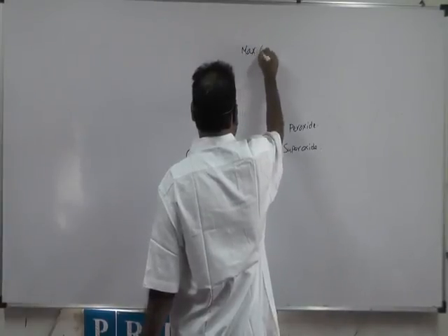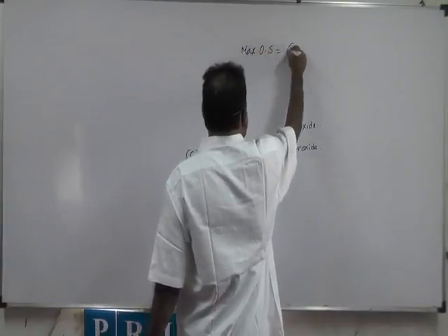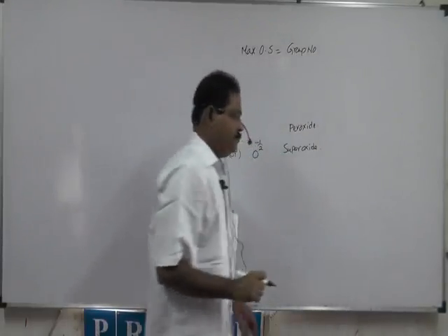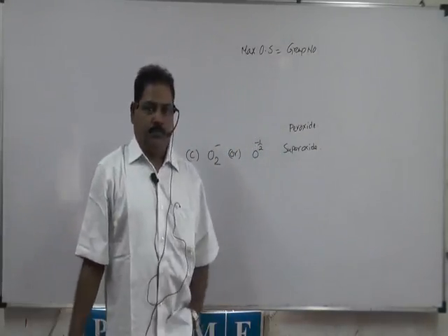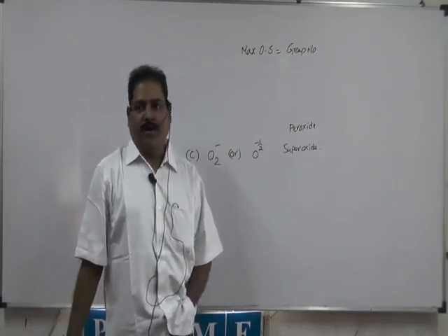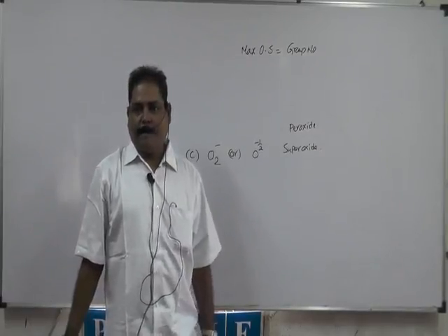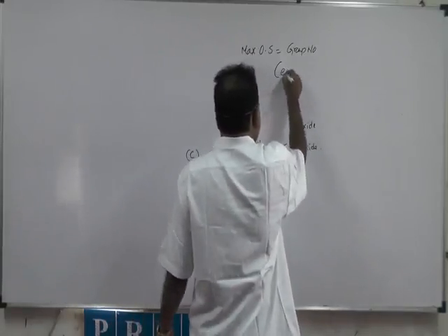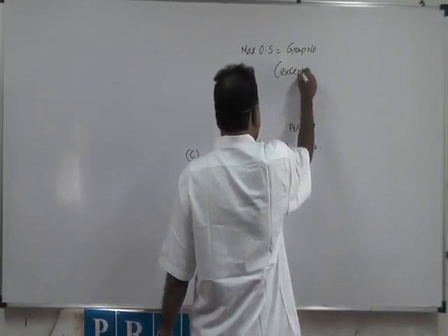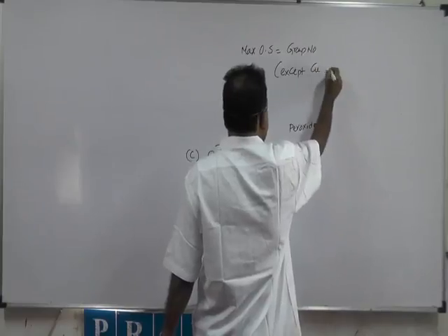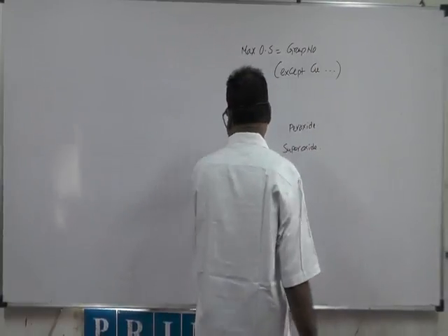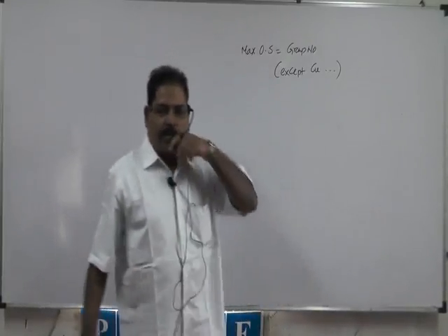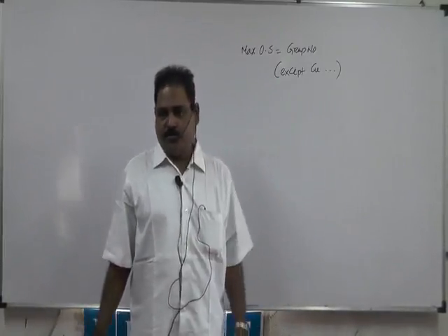Maximum oxidation state is equal to group number, which group? The old Roman 1A, 2A, 3A, that group number, except for the only exception being copper. Copper, because that belongs to 1B, but its maximum oxidation is plus 2.